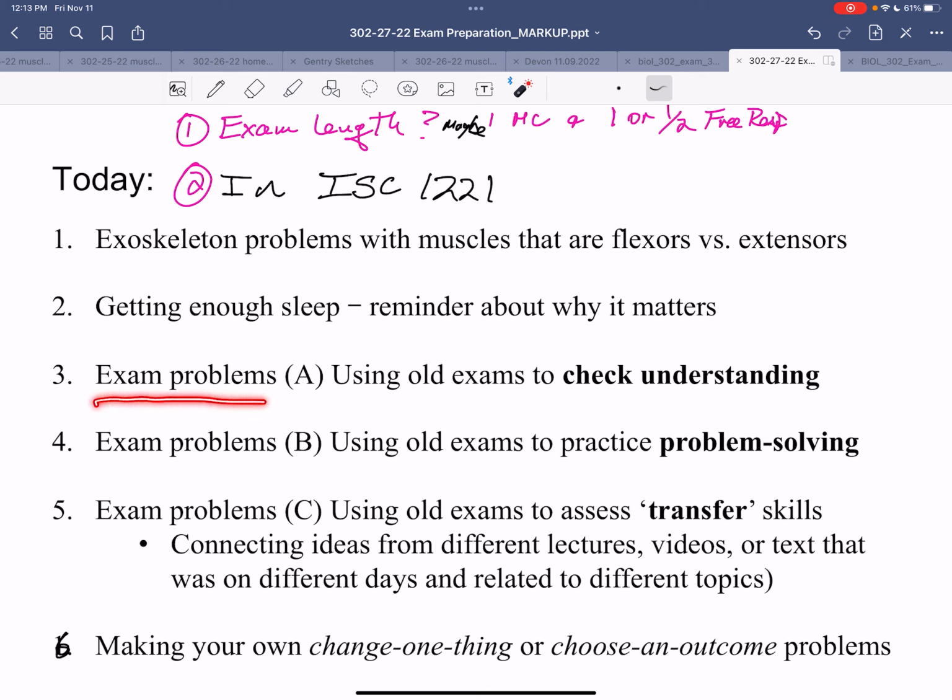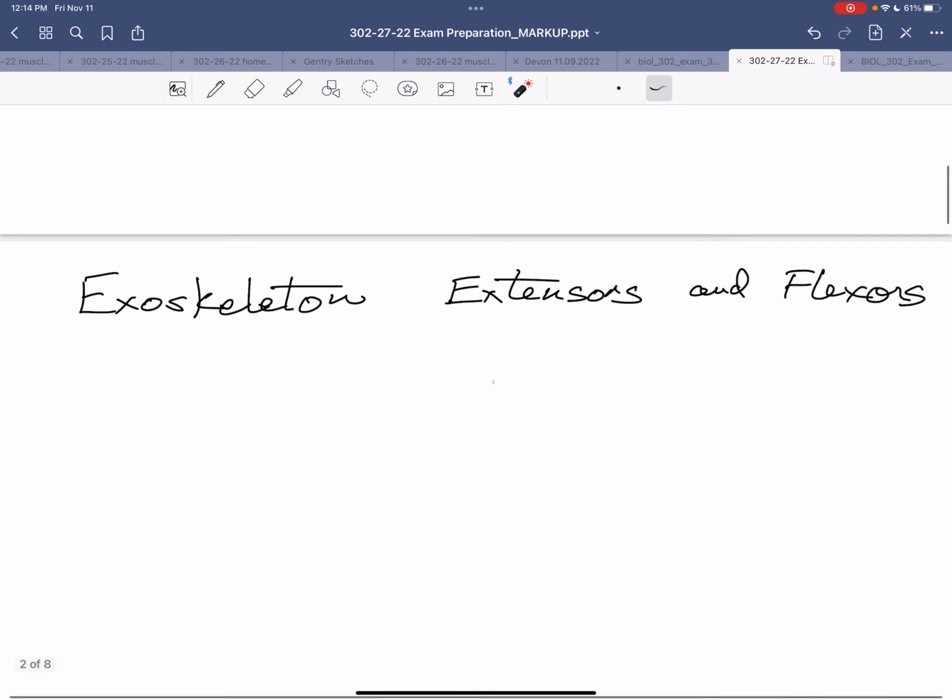Then we went through some exam problems using old exams to check understanding. So, do you understand it? Using them to practice problem solving, and using them to assess your transfer skills. In other words, connecting ideas from different lectures, videos, or text, different days, and related to different topics. And then we also looked a bit at change-one-thing-and-choose-an-outcome problems.